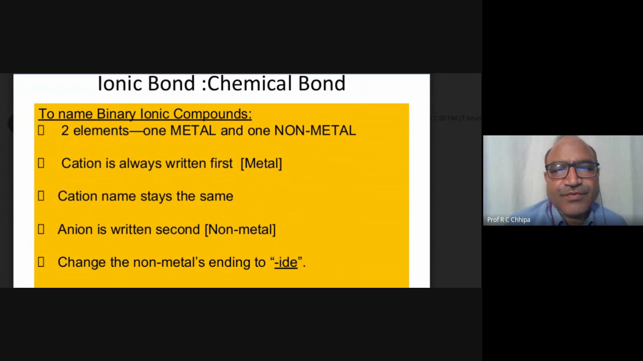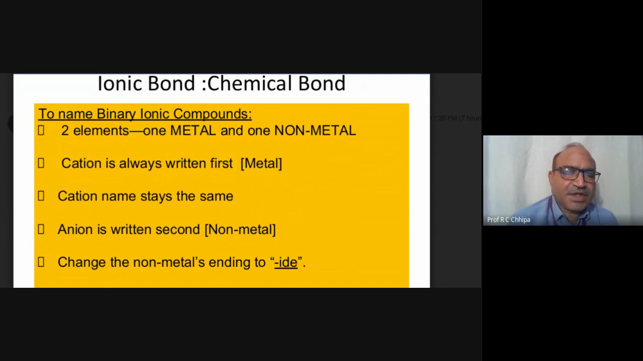Why do we write sodium chloride as NaCl, and why do we write aluminium chloride as AlCl3? With two elements, one metal and one non-metal, the cation is always written first, as the metal. That is sodium, and the cation name stays the same. The anion is written second.